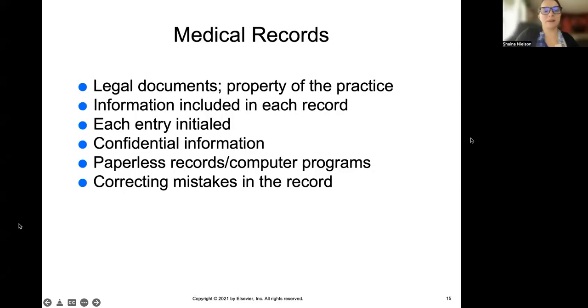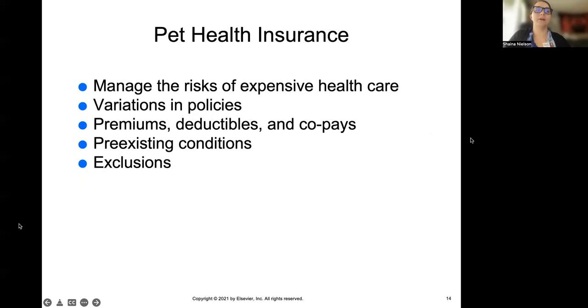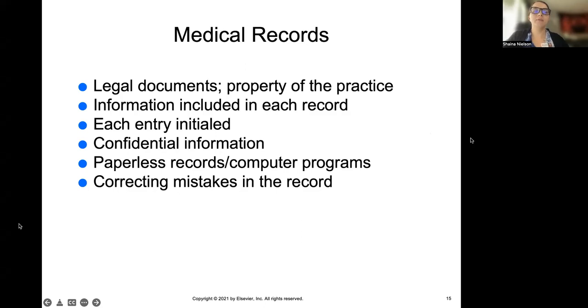All right, everybody, we're going to pick up where we left off. So last time before our break, we were looking at pet health insurance. Now we're going to get back into it, looking at medical records.